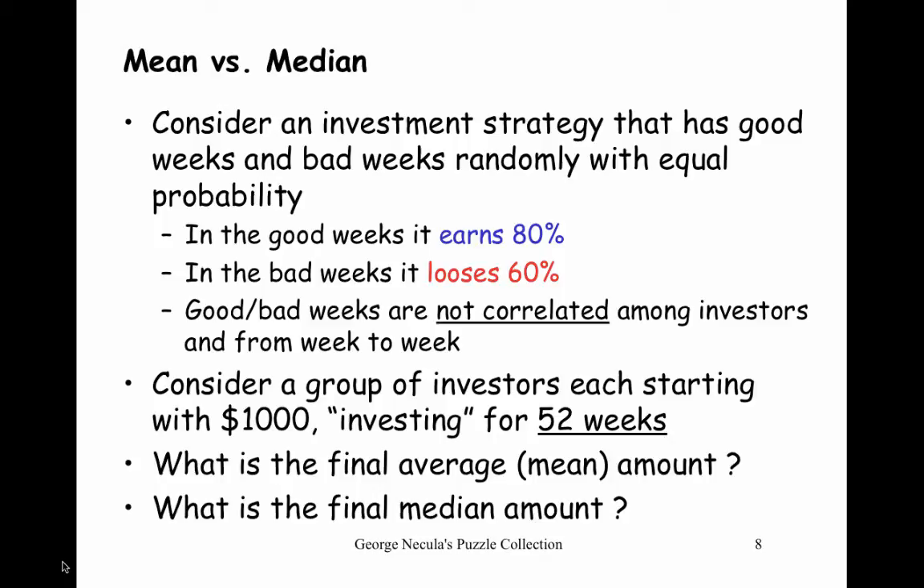This is actually another misleading thing. You read this about investment strategies, say, invest with our strategy because in good weeks, you earn 80%. So 1.8 of what you had at the beginning of the week. In the bad weeks, you lose 60%, 0.4. And let's say there's no correlation of what's a good week or bad week, between week to week and between investors. And they brag that you'll make a lot of money on average. Okay? So the question is to calculate the average and the median amount investing like this for 52 weeks. There's lots of investors using this strategy.